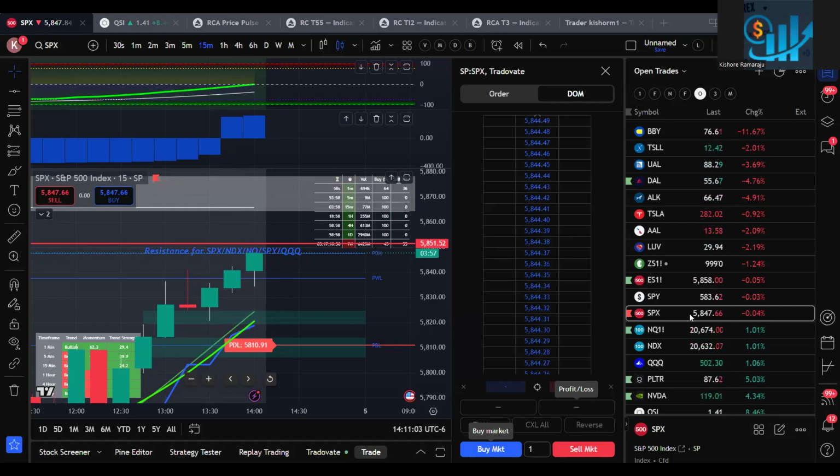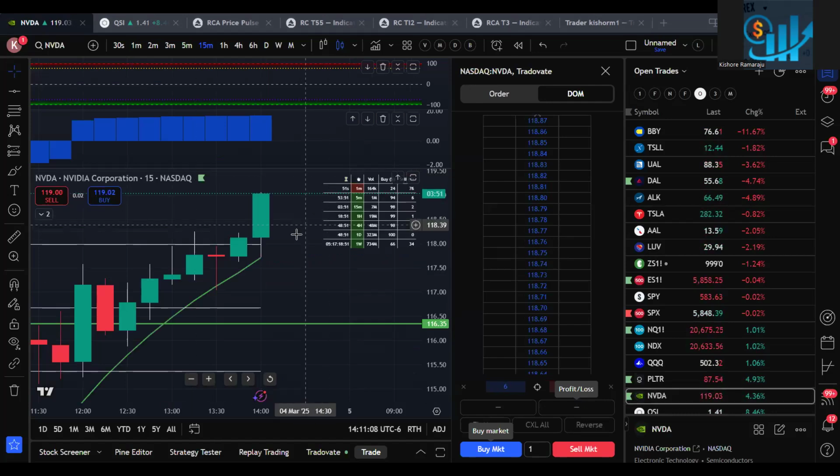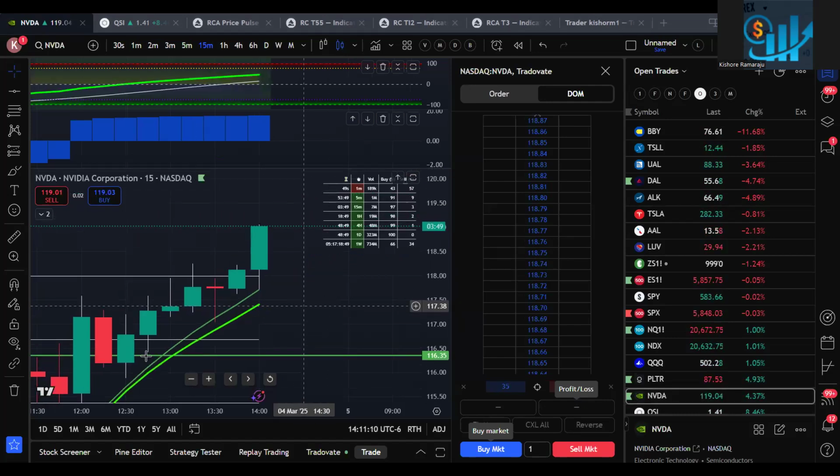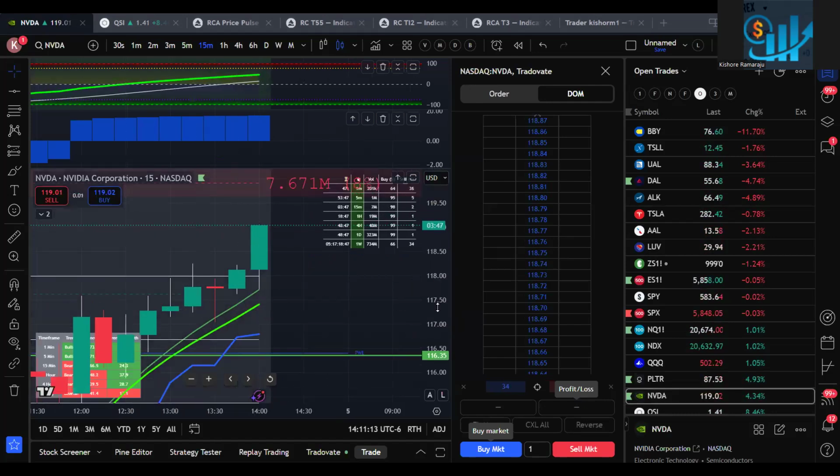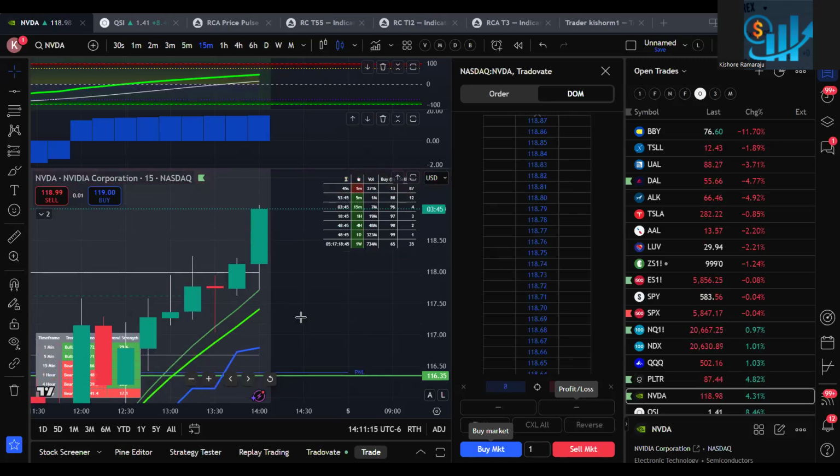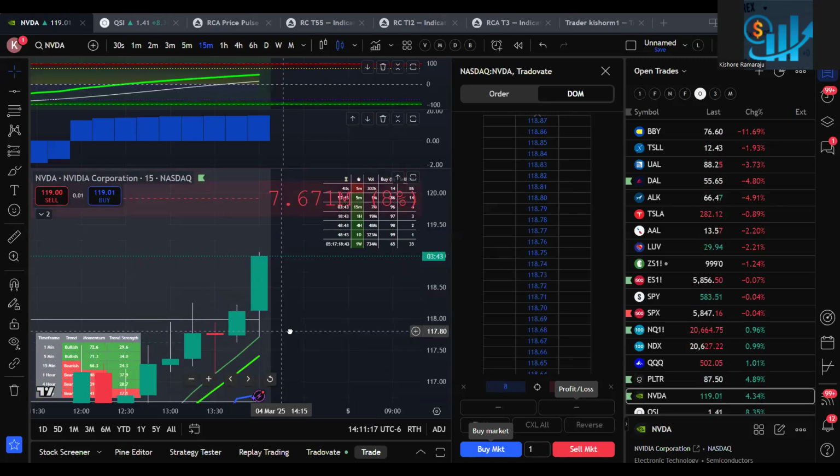Nvidia, we already booked profits, and also we have March 21st. We have a bull put that will also make huge profits. If anybody is holding Nvidia calls, that also made nearly 200%. It's all about patience.